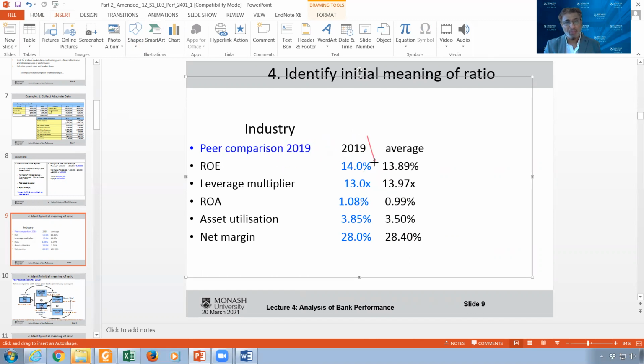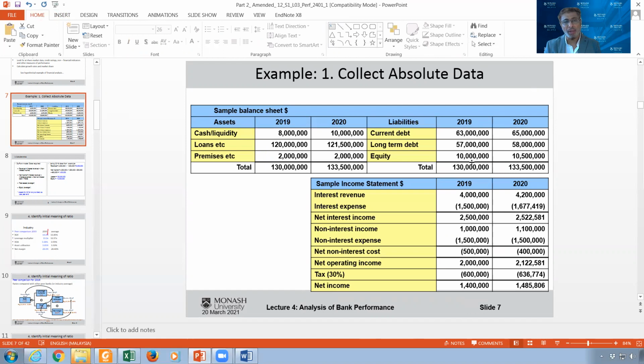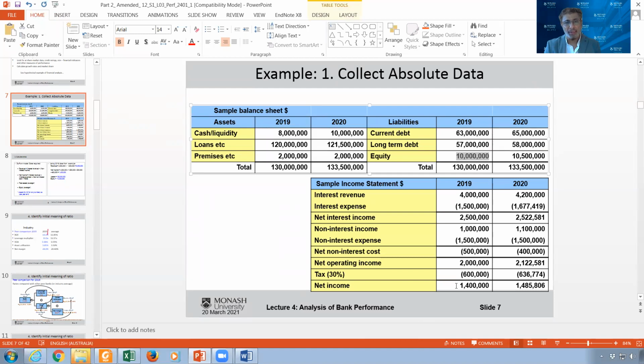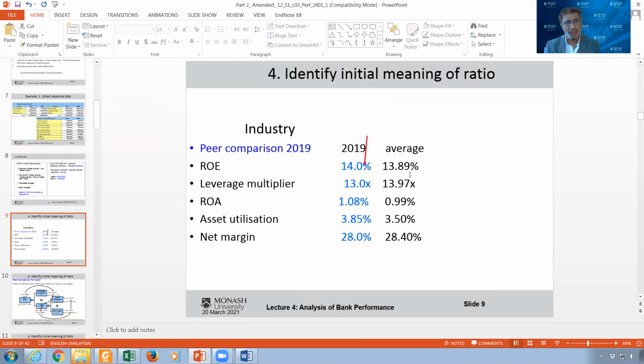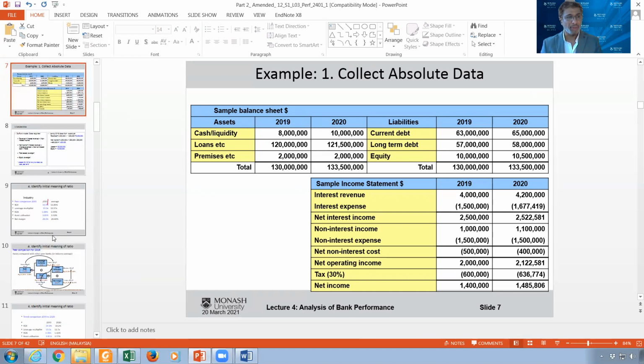And I get the ROE, which is 14%. To get the 14%, of course, ROE is what? Net income over equity. So I have the equity at 10, and the net income is this number. So if you divide this, it's 14%. And you can continue with those. So the average multiplier is 13 times because we have, I think, total assets of 130 million. Yeah. And then we have the equity of 10. So we divide 130 by 10, and it becomes 13 times. So this is what we are doing.